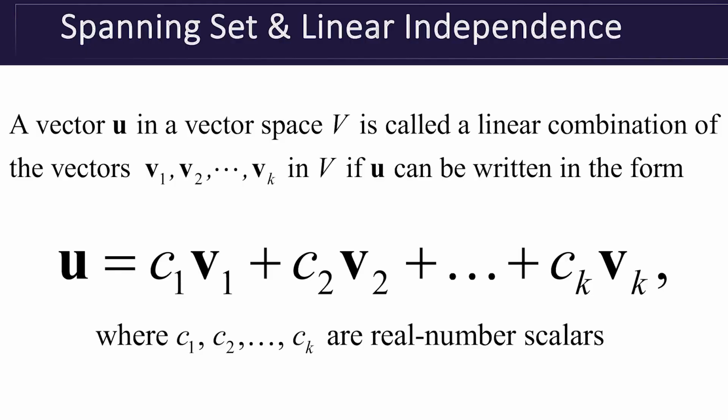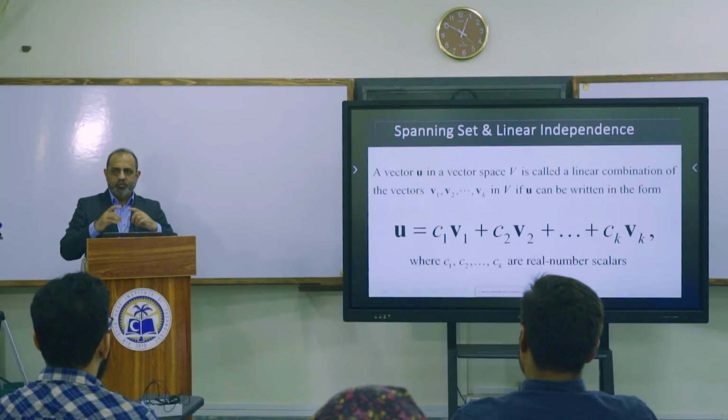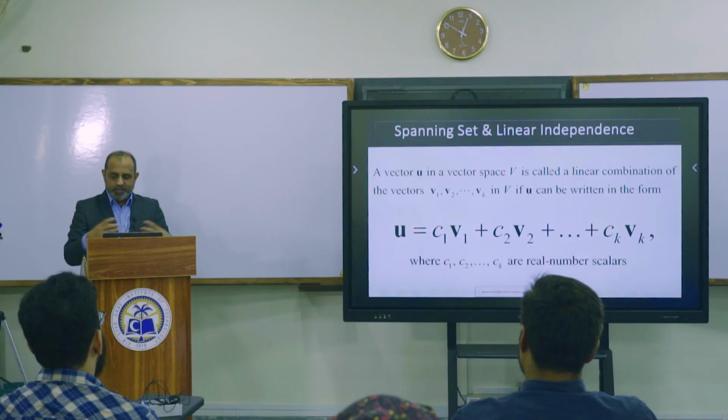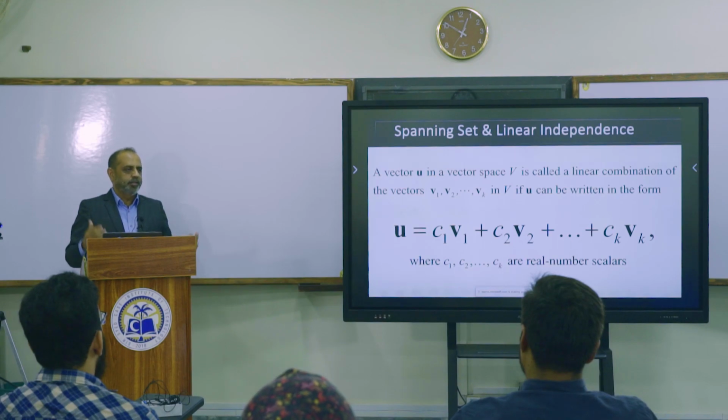So here comes the idea of spanning and linear independence. Like if you have three vectors, like 1, 1, 1, 2, 2, 2, 3, 3, 3. If you can represent one as a linear combination of the other, it means these three vectors are not independent vectors. They are in the same line or they are in the same plane. 1, 1, 1 multiplied by 2 is 2, 2, 2.